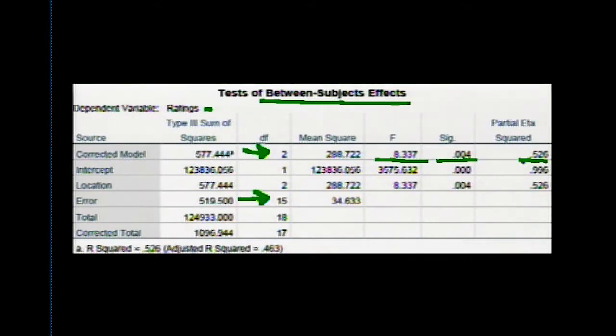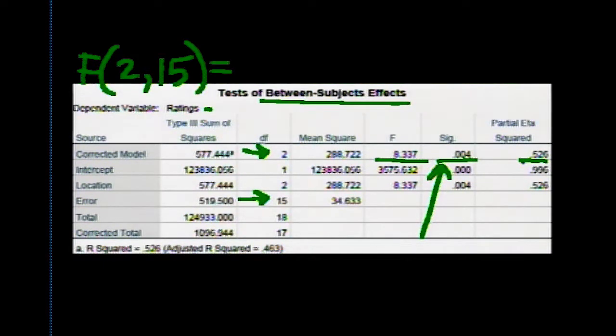effect size, 0.526. Now, the next part for us to do as researchers is to evaluate, do we have a significant model? In fact, we do, because we see that the significance is less than 0.05. We determine this because 0.004 is smaller than 0.05. Now, if I were to take this result and put it in a write-up, I would write it up in the following way. I would start with F, and then I would put my degrees of freedom.